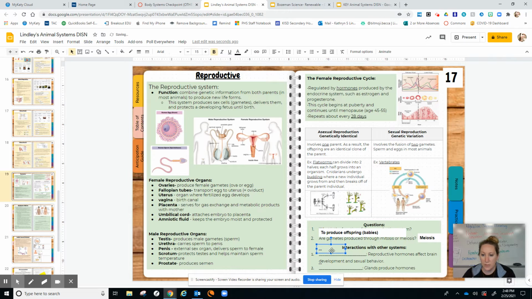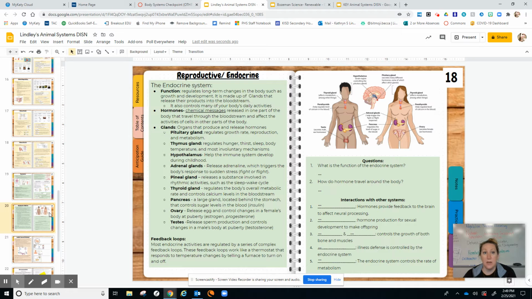All right. Interactions, hormones that affect the brain. Remember that the brain is part of the nervous system. And our last one, glands are part of the endocrine, which I'm going to go over on the next slide. All right, pause here if you need to make any changes or add anything.